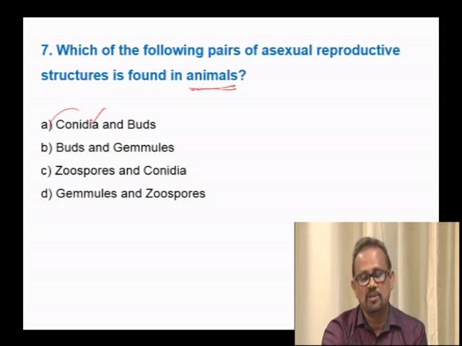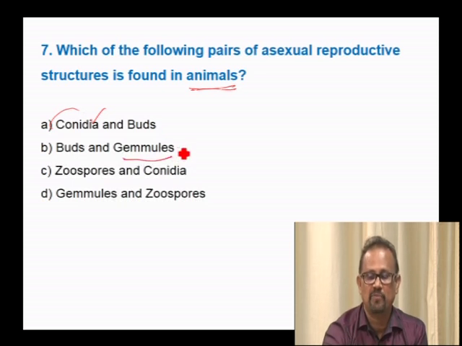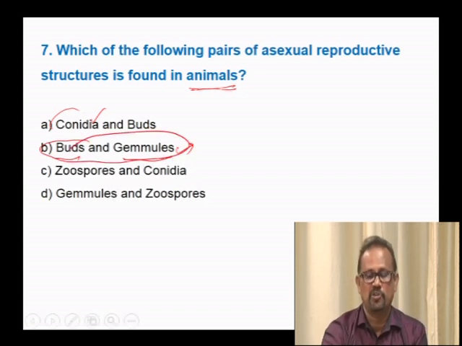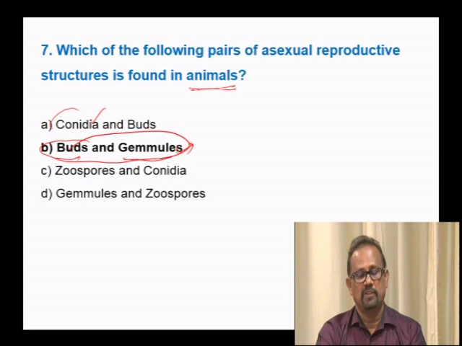Buds and gemmules. Gemmules are the internal buds found in the sponges, the animals. Buds in hydra. Therefore, these two structures are found in animals. That should be the answer. Zoospores again in lower algae. Again gemmules and zoospores. Zoospores come under algae. Therefore, the structures that can be seen only in animals are buds and gemmules. Therefore, the answer is buds and gemmules.